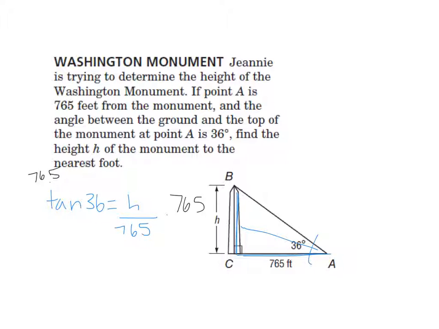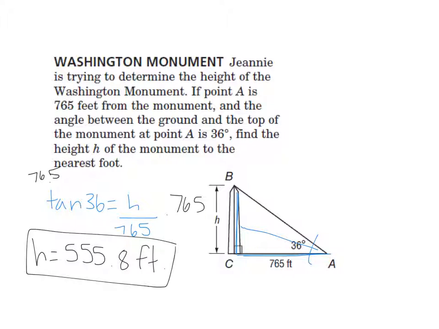and 765 times tangent of 36, rounded to the nearest tenth, would be 555.8 feet. And again, it's always good to check and see if your answer makes sense with the information that you're given. And here, 555.8 feet would make sense for the height of this monument for this problem.